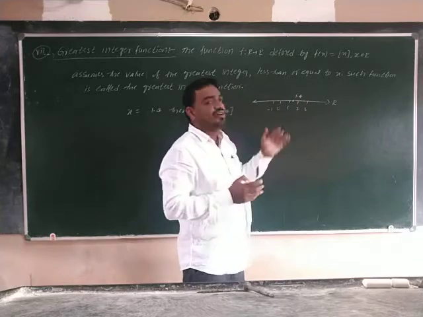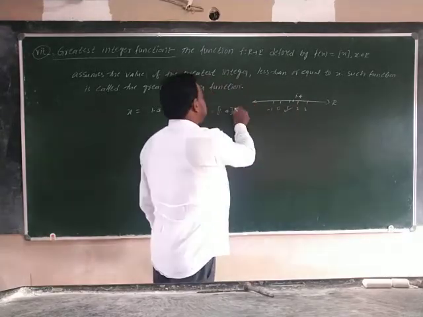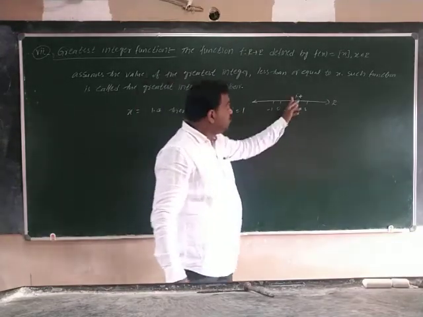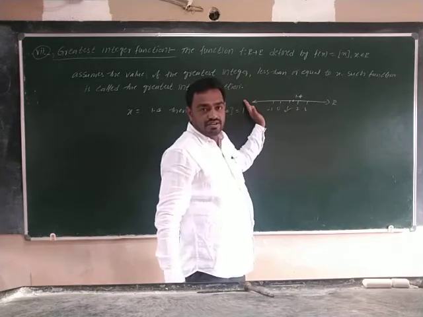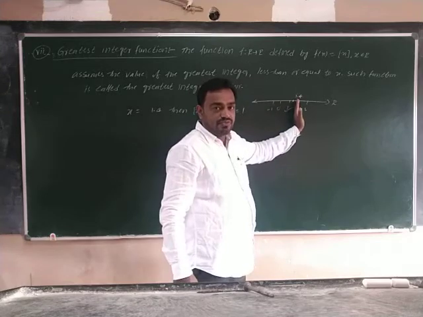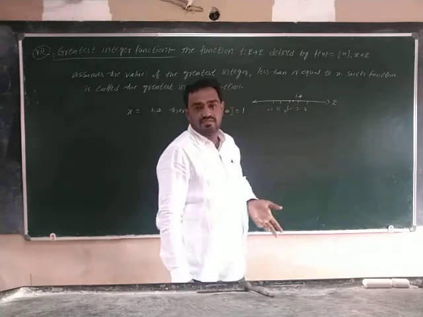1.4 on the left side, what is the greatest integer? 1 is the greatest integer. So this is equal to 1. Understood? 1.4, less than or equal to, that means left side. Less than values are present at the left side. So in the left side values, what is the greatest integer? 1 is the greatest integer.